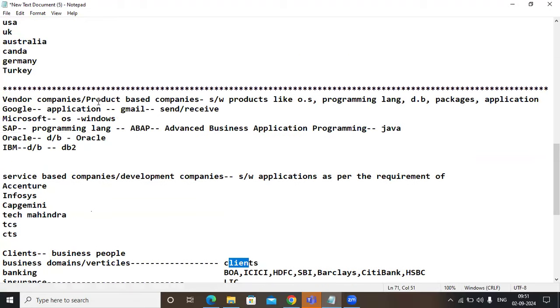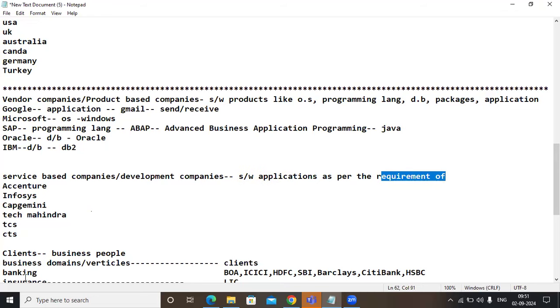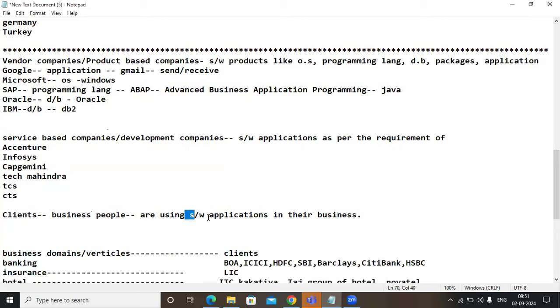So I'm going to recap all the points once again. Vendor companies are those companies that develop their own software products, like operating systems, programming languages, and all. Using these products, development companies like Infosys, Accenture, and all develop software applications as per the requirement of the clients. And clients are the business people, and they use software applications in their business. Why they are using software applications in their business, and what the advantage is, I will discuss in tomorrow's class.